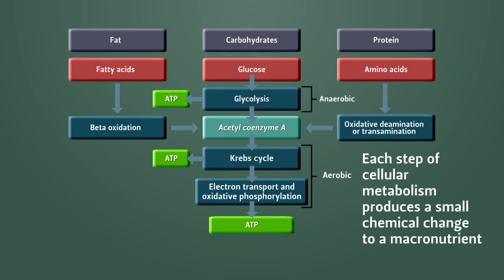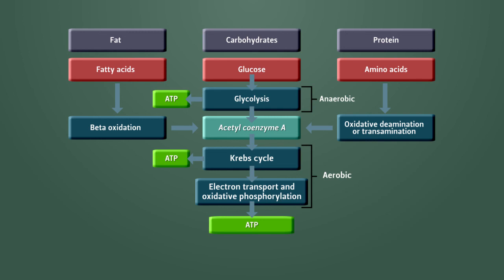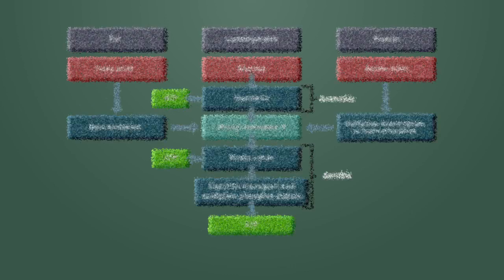These sequences of steps are important because they allow energy from food to be released gradually. If all of our food energy was released at the same time, most would be released as heat, which would destroy our tissues.